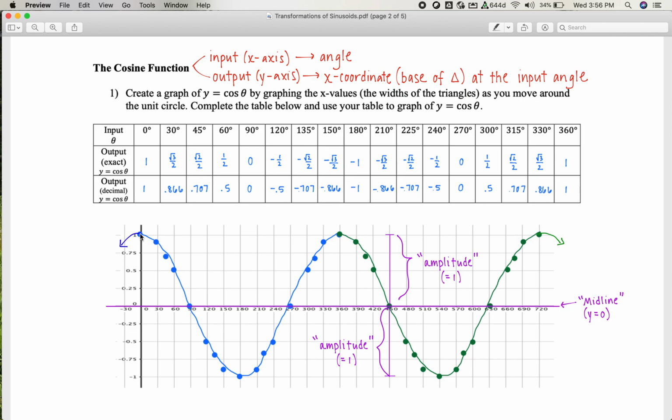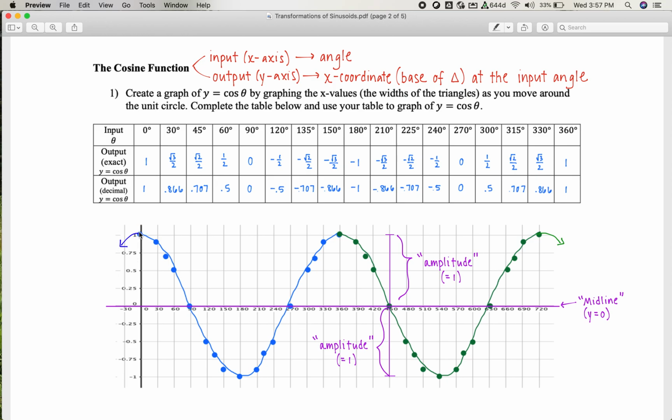And so if I picture that I'm talking the triangle base this time, or the x-coordinate, right away the x-coordinate's 1. But then as I move toward 90 degrees, the x-coordinates start getting smaller and smaller and smaller until I get to 90 degrees. And now the x-coordinate is 0 because I haven't moved left or right. And then as I move into quadrant 2, my x-coordinates get negative for a while. In quadrant 3, the x-coordinates are still negative. And then when I get back to quadrant 4, I'm back to having positive x-coordinates again until I get back to 360.